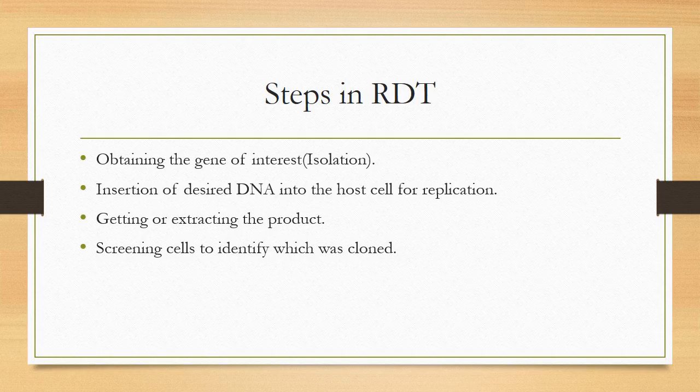This brings us to screening the cells to identify which of them was cloned, because it is very difficult to find out if the steps that we carried out were really successful or not. So when screening these cells, we identify whether it was cloned or not. Now these are the general steps in recombinant DNA technology, and in our next videos we are going to look at everything in detail.